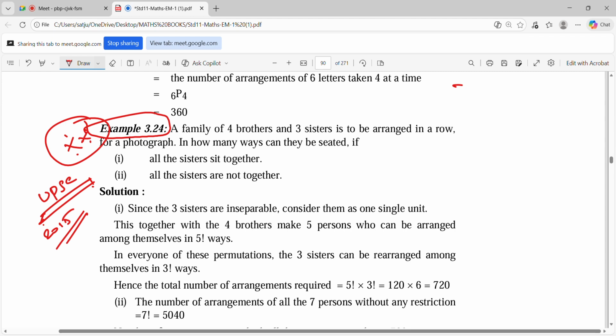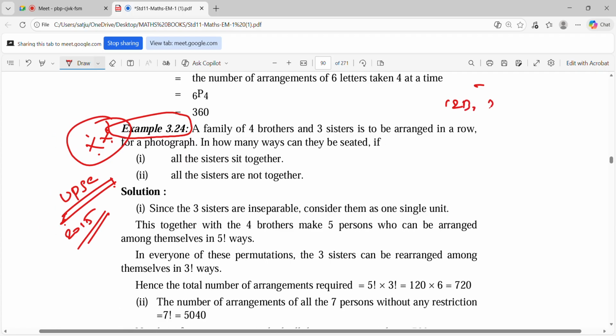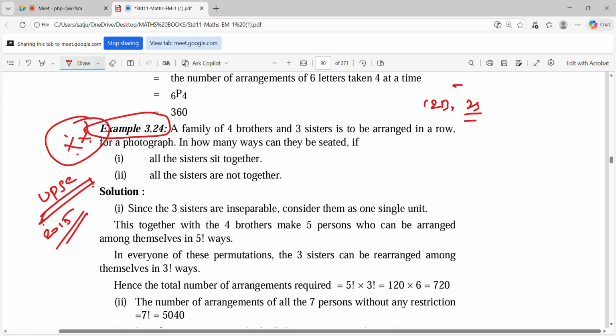That question was about 2 brothers and 2 sisters. Here it is 4 brothers and 3 sisters, but the same concept. You may get this question directly. 4 brothers and 3 sisters are to be arranged in a row for a photograph. In how many ways can they be seated if all the sisters sit together?